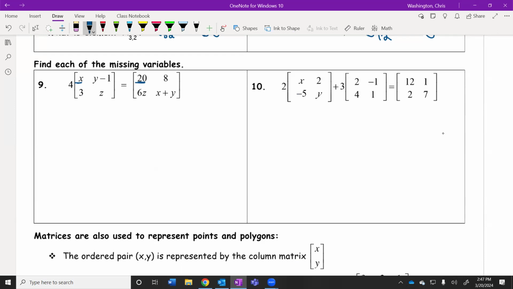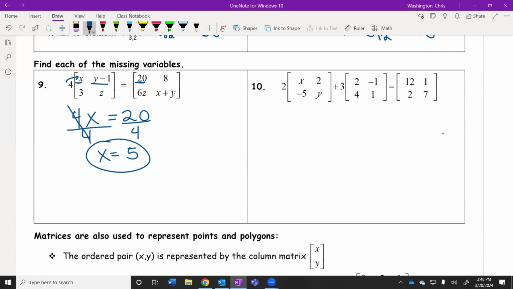4. So I'm not going to do the whole matrix. I'm just going to do the elements that I need. So I'm going to multiply the 4 times the x, and then that 4 times the x has to equal 20. And then we can divide by 4 on both sides. And 20 divided by 4 is 5. Cool. All right, what about y?